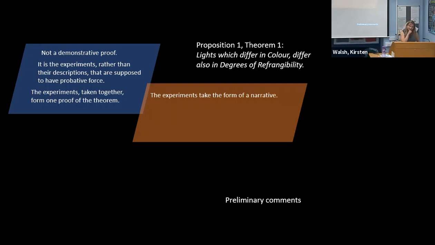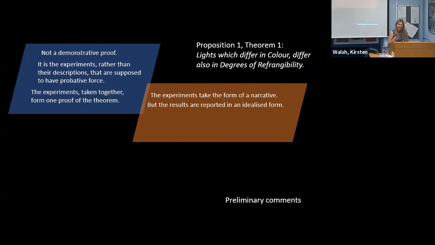Another thing to notice here is that the experiments take the form of a narrative. When Newton describes the experiments, he talks about how he carried it out, and this is what he saw, and he describes it in a past tense way, where he describes how he moved the prism and the difficulties he encountered when he carried out his experiments and so on. So it's a narrative that you're supposed to be able to imagine carrying out.